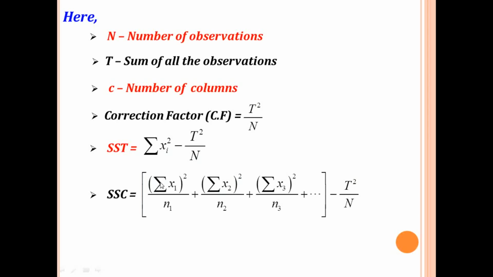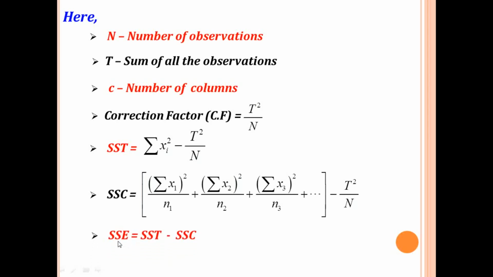So here, what is the sum of x1 whole square? We add all values in sample 1 and divide by the number of sample values in sample 1. Similarly, we add all values in sample 2 and divide by the total number of values in sample 2, which is n2. n1, n2, n3 are the sample sizes: the sample size of the first, second, third, and so on.